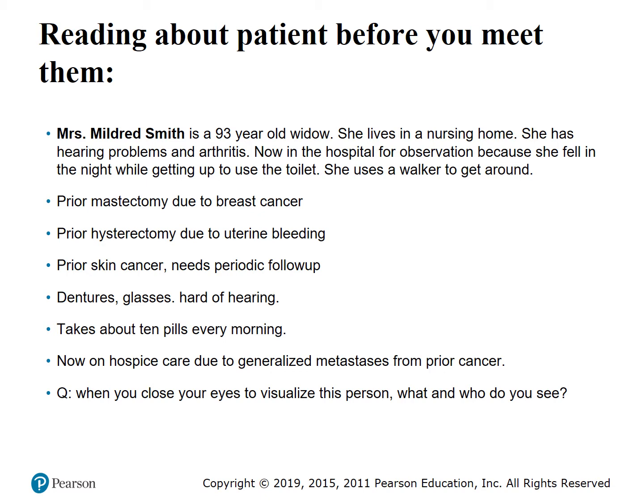General advice is don't go having a heart attack just because there's a lot of medical things with your patients. So at the bottom it says, when you close your eyes to visualize this person, what and who do you see?